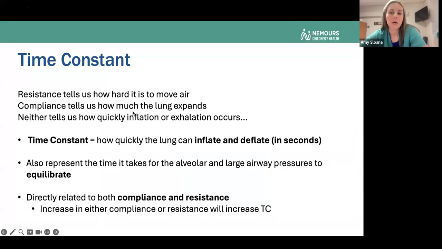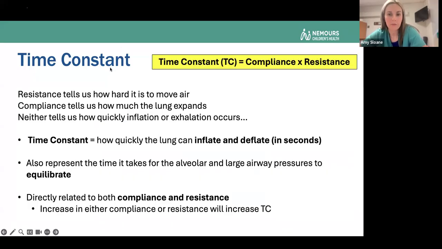So the time constant represents how quickly a lung unit can inflate and deflate, essentially. It represents the time it takes for alveolar and airway pressures to equilibrate. And mathematically, the time constant is really just the resistance multiplied by the compliance. So because of that, it's directly related to both. If either one increases, the time constant increases.